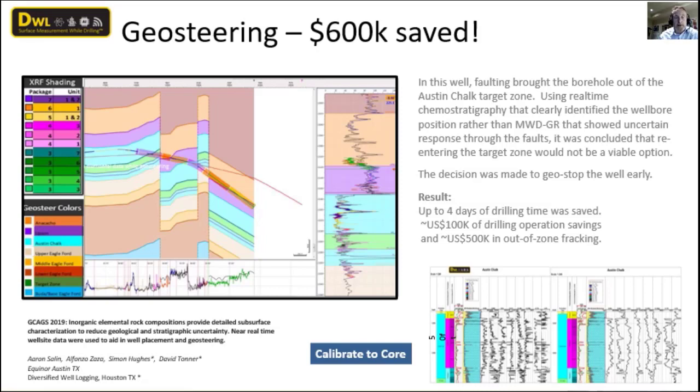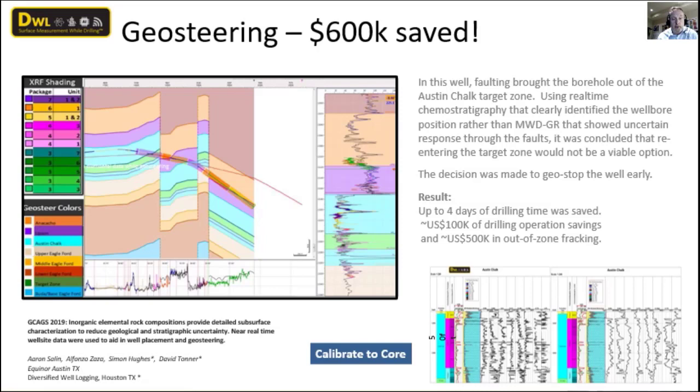So you can see here that we went through 3 faults, and the last fault we faulted up approximately 200 feet. It was determined that at this point we'd still have just under 1,000 feet still to drill of the lateral, and that the dog legs that would need to be introduced to get back in the target would not meet the objectives in terms of reservoir contact, completions efficiency, and production efficiency, so we geostopped the well.